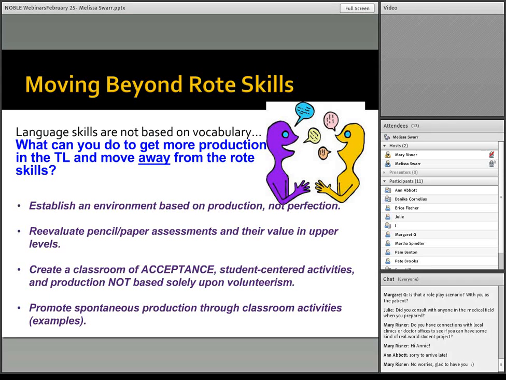But there's a classroom of acceptance. So if they speak and they don't say something correctly, or they're sharing and it sounds terrible, I make no faces. I act like I'm the happiest person in the world. I'm very conscientious about my volunteerism.